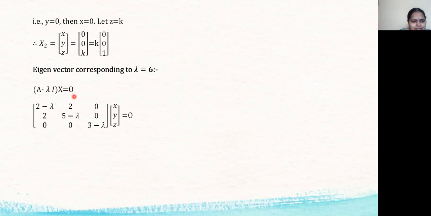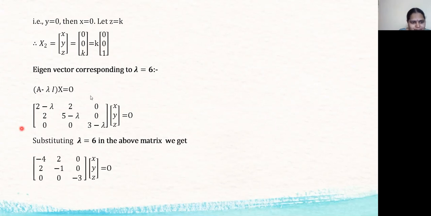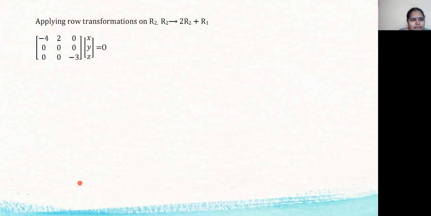Again we take A minus lambda I into x equal to 0. And then A minus lambda I we write like this. In place of lambda we substitute lambda equal to 6. Then 2 minus 6 becomes minus 4. Then 5 minus 6 becomes minus 1. 3 minus 6 becomes minus 3. Now we perform row operations on R2 and make that first element 0 by taking 2R2 plus R1. So the second row becomes 0 and the third row we are keeping as it is.